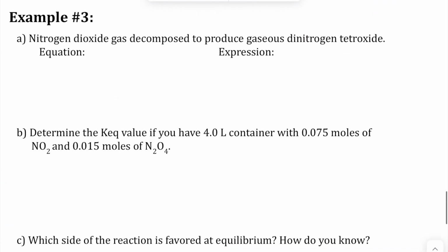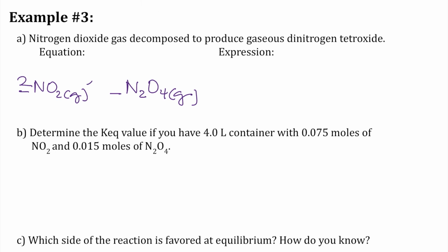All right, number 3, nitrogen dioxide gas decomposed to produce gaseous nitrogen tetroxide. So we've got nitrogen dioxide, so NO2 gas decomposes to produce dinitrogen, so N2O4 gas. So with this one, this is a little funky. We've got a 2 in front here. Again, that double-sided arrow, as we have a reversible reaction. You could do that double-sided arrow. You could do 2 arrows going opposite ways, 2 half arrows. Any of those are fine. And then this 2 in front to balance.